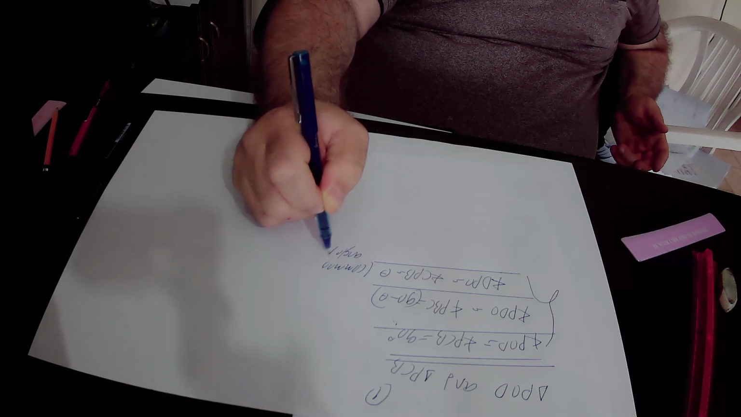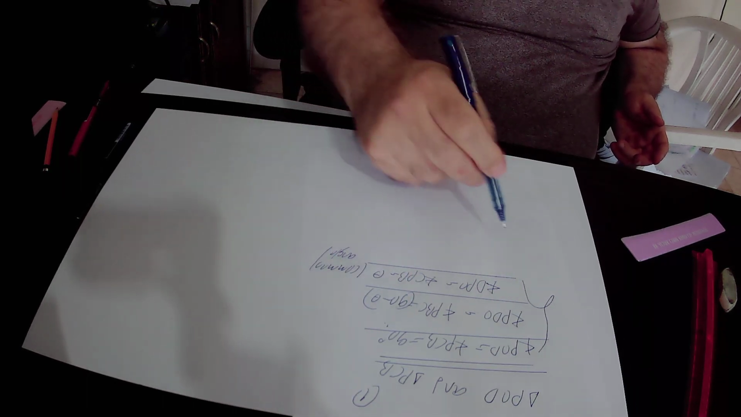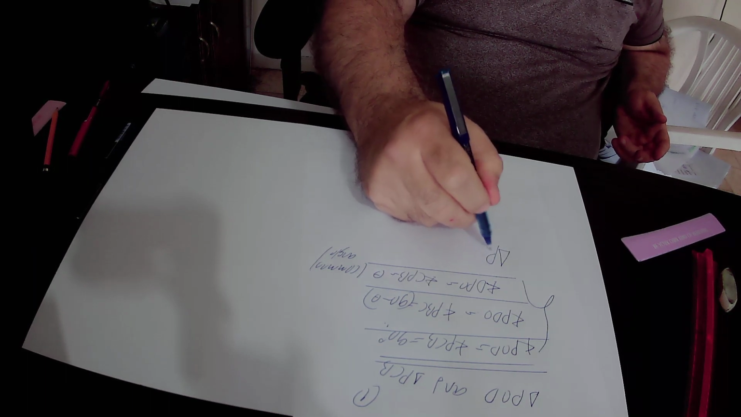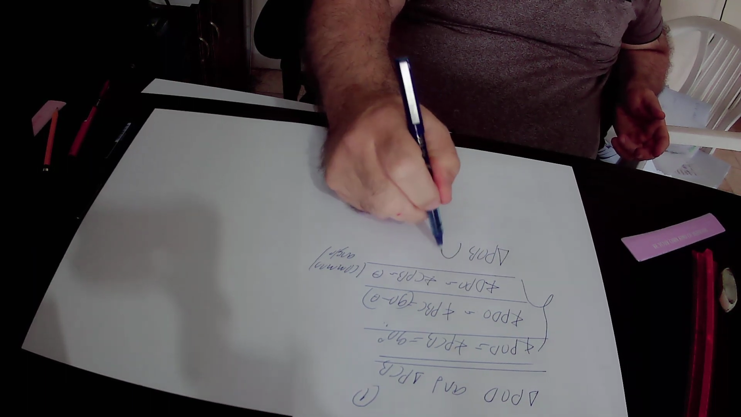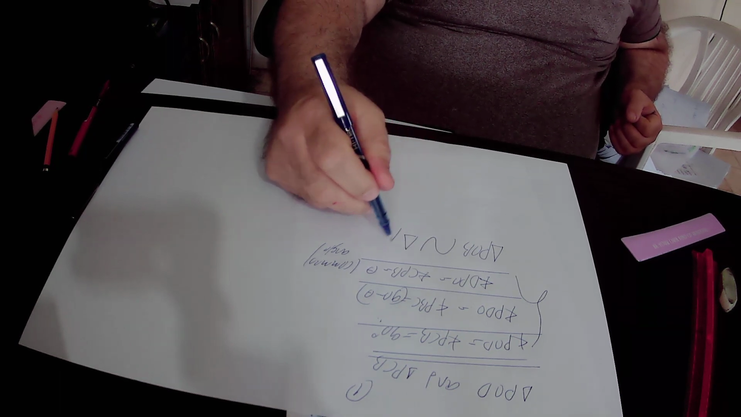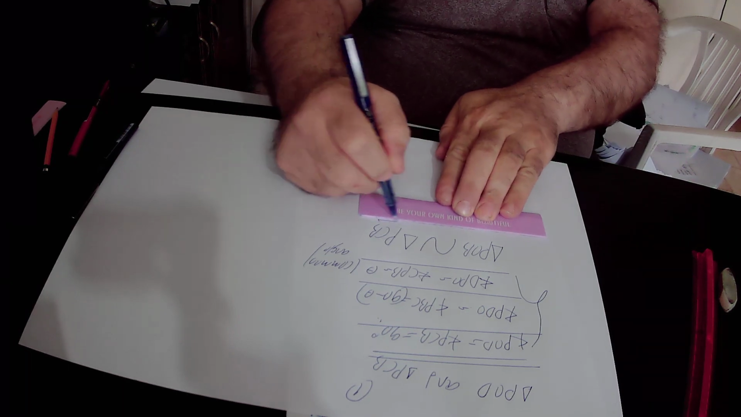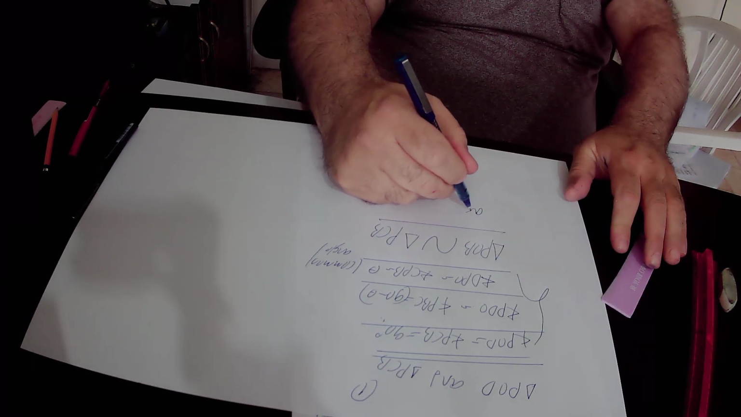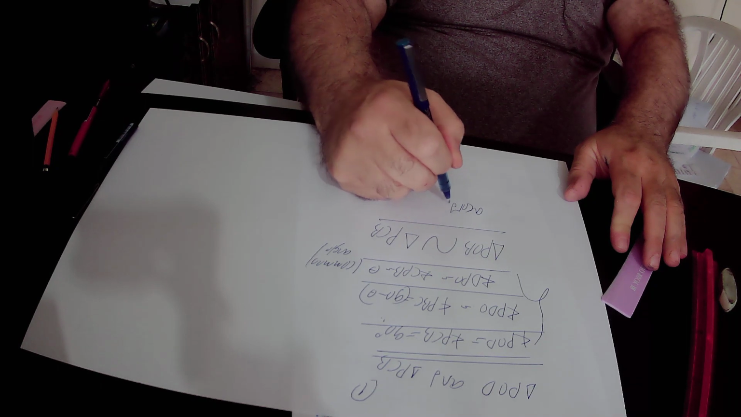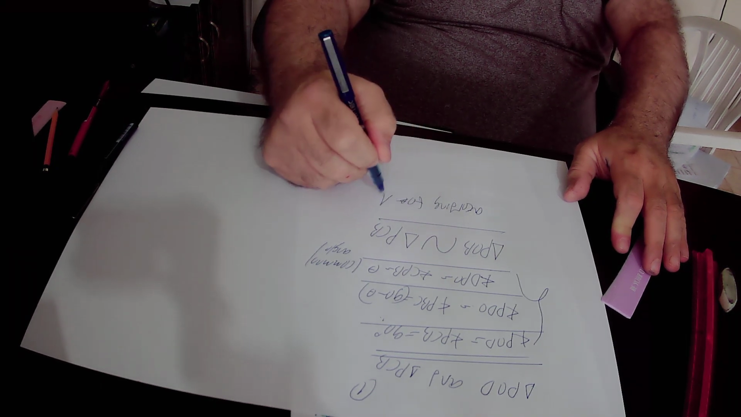Actually, we proved that all three angles of triangle POD are equal to all three angles of triangle PCB, therefore triangle POD is similar, this is the sign of similarity, to triangle PCB according to the angle similarity rule.